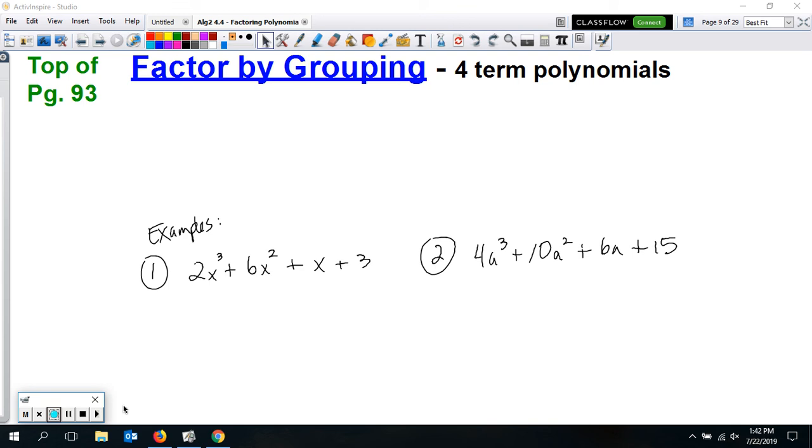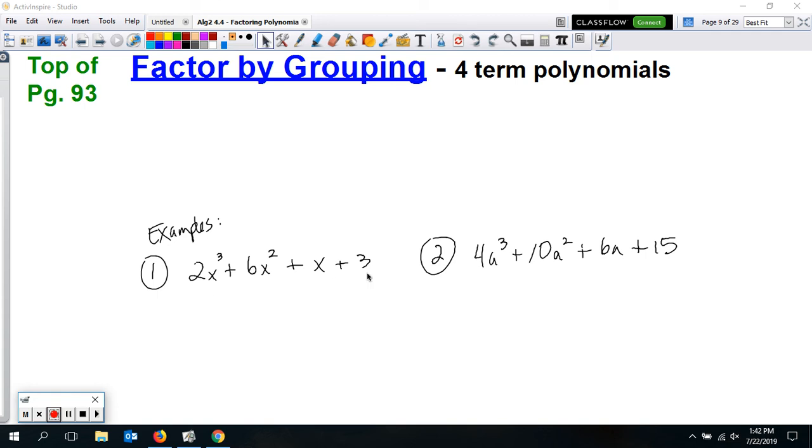Right there, the second one down says factor by grouping. So you can just put it right there. That's 4-term polynomials. So when you have a 4-term polynomial, you're going to use factoring by grouping. And I put a couple examples down here. You don't need to write these down just yet. I'll have you write some steps first, and then you can write these as we do the examples. But you can at least get the idea of what they look like.